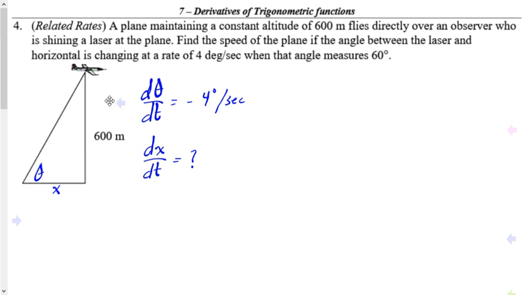If the plane was traveling in the other direction, this dθ/dt would be positive, but then this x would be negative. So all I really need to recognize is that these are changing in opposite directions. If the angle is decreasing, so a negative rate of change, then dx/dt will be positive, increasing. And similarly the opposite. If this angle was increasing, positive 4 degrees per second, then this dx/dt would be getting shorter, lessening, decreasing, so we'd have a negative rate of change.